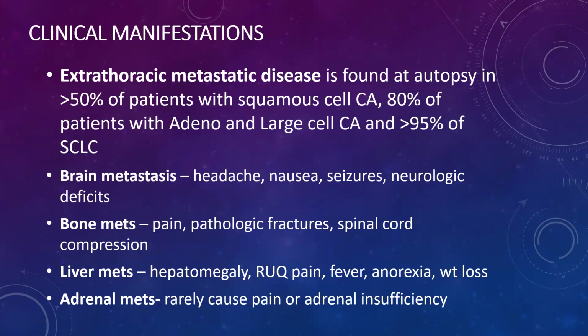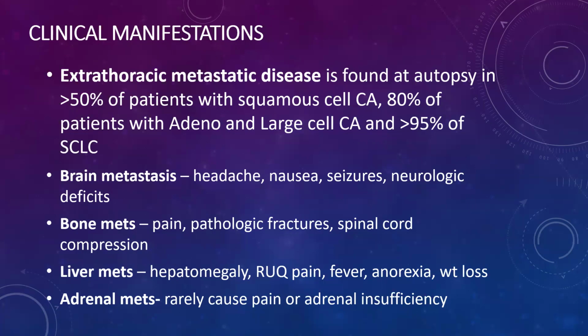Extrathoracic metastatic disease is very common in lung CA. It can be found at autopsy in more than 50% of patients with squamous cell CA, 80% of patients with adeno or large cell CA, and more than 95% of patients with small cell lung CA. So extrathoracic metastasis is very common.